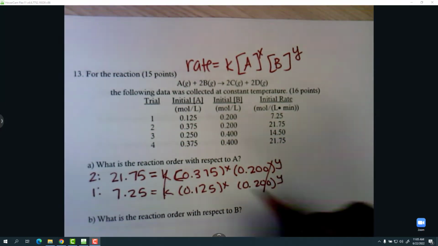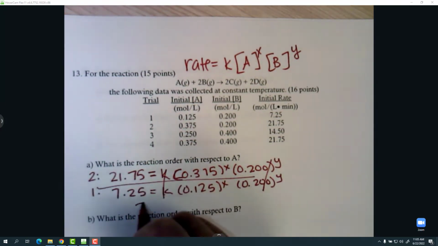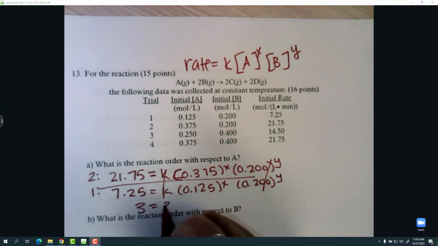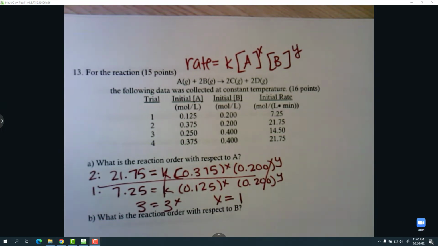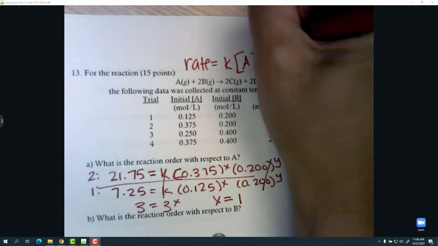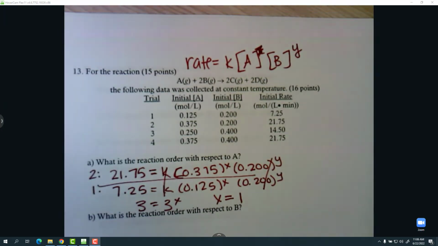Cancel out the K's, divide. That looks like 3. So the power that would get me that answer would be 1. 3 to the 1 equals 3. Okay. So I know that, and I can just take that exponent out then because you don't have to write the exponent of 1. All right, now I want to do the same thing for B.